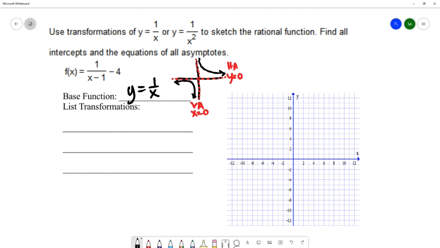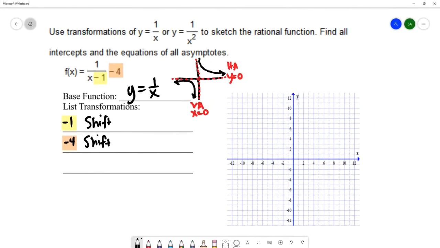So that's what the graph starts off looking like. Now we have two transformations. We have a -1 and we have a -4. And these transformations, because they're being added and subtracted, are going to be shifts. And one of them is a vertical shift and one of them is a horizontal shift.